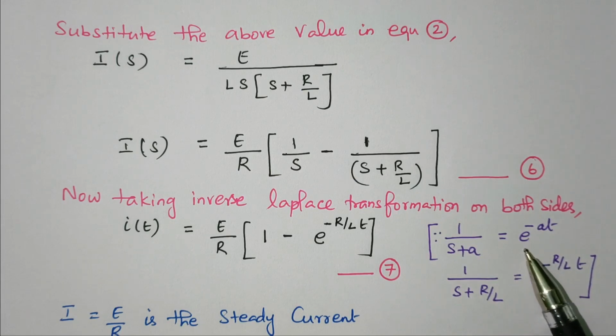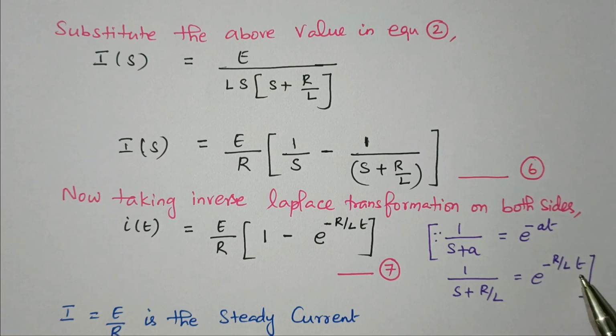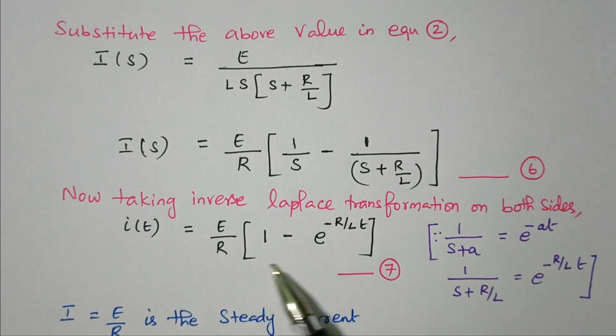This is the Laplace transform. So 1 divided by S plus R by L. Here A is nothing but R by L. So that E power minus R by L t. Right. So inverse Laplace of 1 divided by S plus R by L is E power minus R by L t, based on this formula, E power minus AT. Now this is equation number 6.